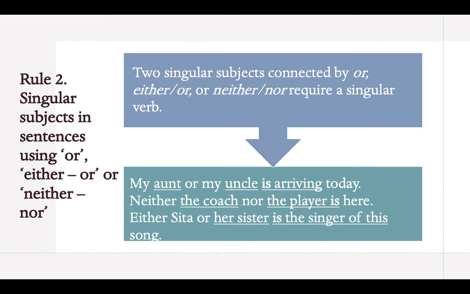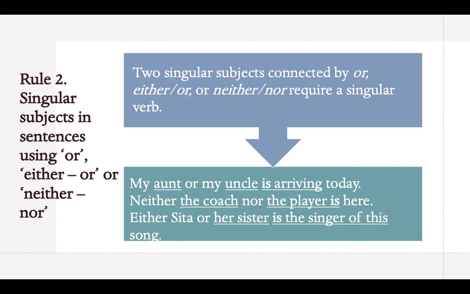Neither the coach nor the player is here. ഇവിടെ രണ്ടും singular. Coach is singular, player is also singular. Who is not here? Neither the coach nor the player. അത് രണ്ടും subject ആണ്, but each one is singular. Coach, player. So, neither the coach nor the player is here. Either Sita or her sister is the singer of this song. Sita or her sister. Random singular aana.